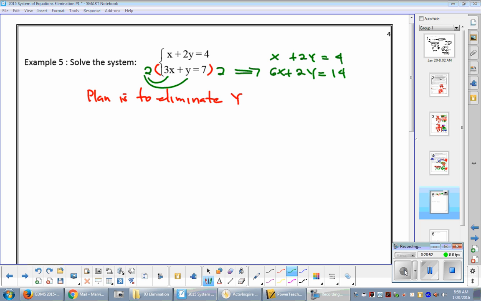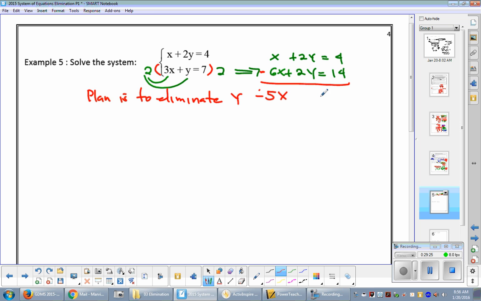Now we have identical terms already for our y. So since we have identical terms, how do we eliminate our y then? Should we subtract or should we add? Subtract, okay? So I'll subtract this second equation from my first equation. We'll get x minus 6x, which is negative 5x. 2y minus 2y is 0. And we expected that to happen because we plan to eliminate y.